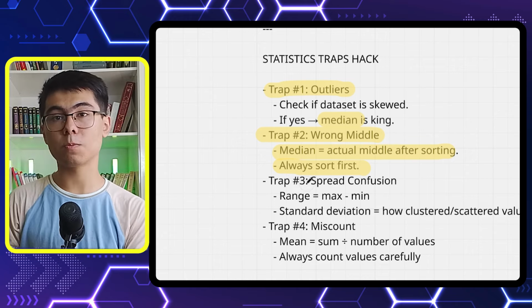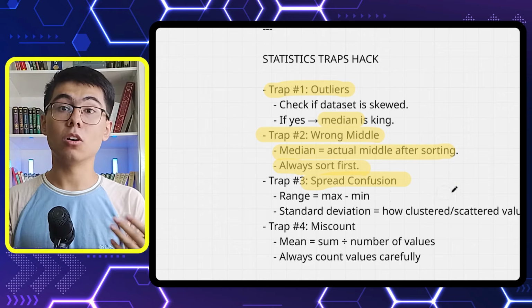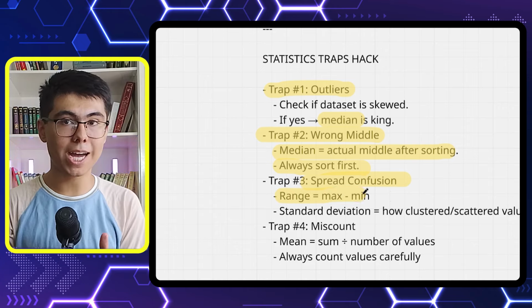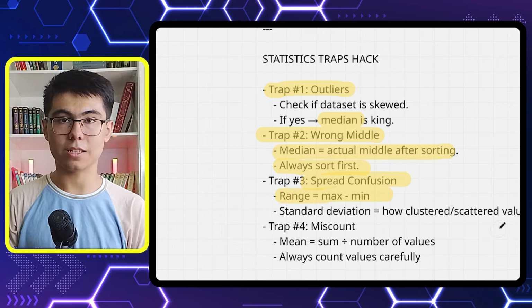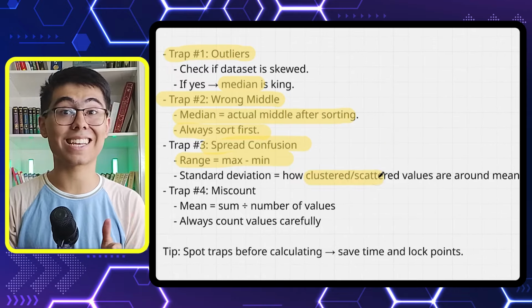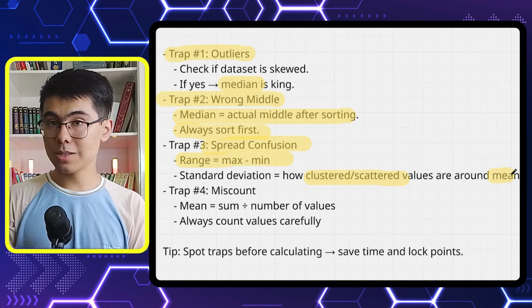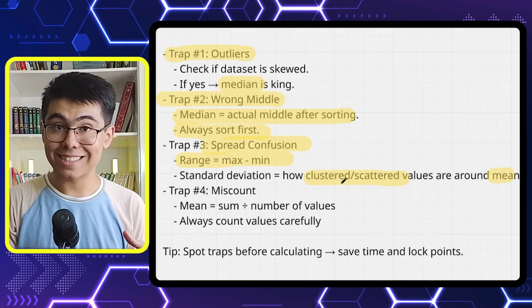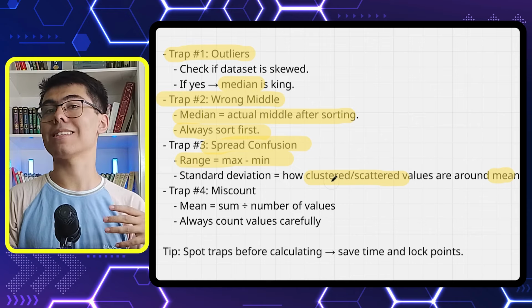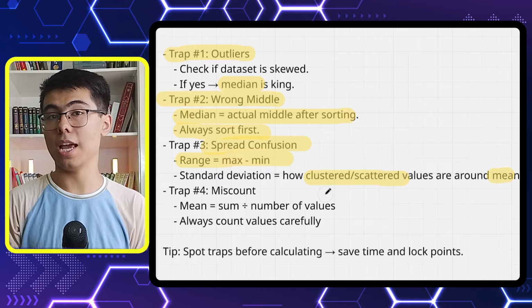Trap number 3 is spread confusion. Range versus standard deviation. Range is just max minus minimum. Too easy. Standard deviation, that's about how clustered or scattered the whole dataset is around the mean. Low standard deviation means it's tight. High standard deviation means it's wide. Remember that, and you will never confuse the two again.